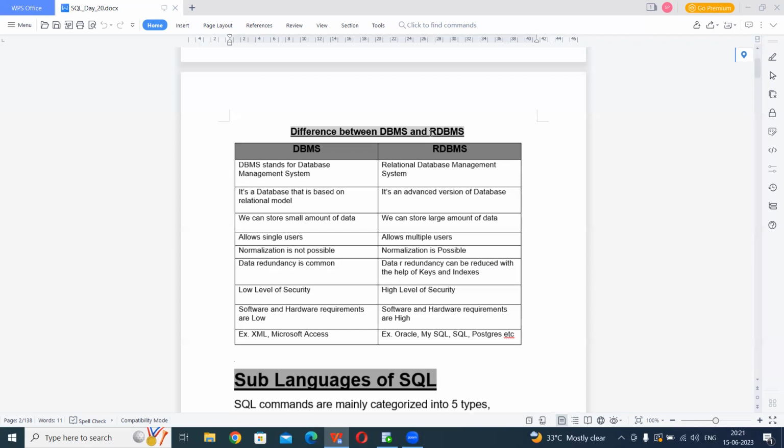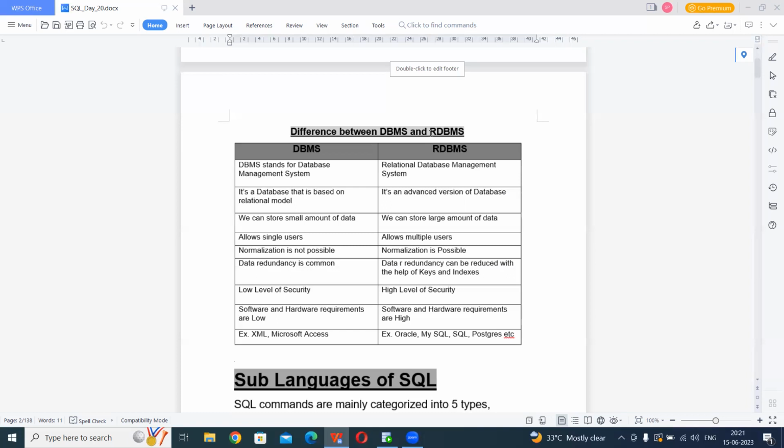So simply, guys, DBMS stands for Database Management System. RDBMS stands for Relational Database Management System. DBMS is a basic model. RDBMS is an advanced model. As DBMS is a basic model, it supports only a single user, and it provides a low level of security. As it has only basic features, the software and hardware requirements are low.